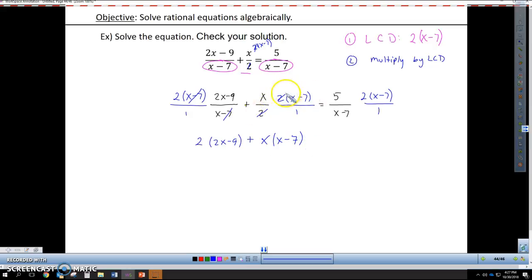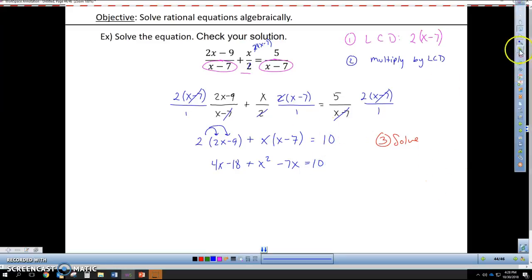Okay, here I reduced my 2's, and I have x times x minus 7, and equals, over here I have x minus 7 cancels x minus 7, and I have 5 times 2, which is 10. So notice I multiplied by my LCD, I reduced. Now I want to go ahead and solve. So I'll just distribute, and after distributing here I get 4x minus 18, plus x squared minus 7x equals 10.